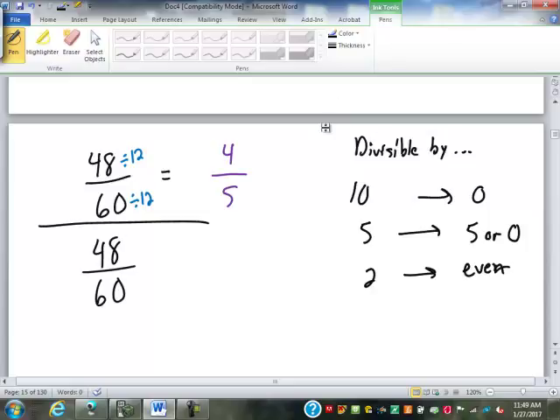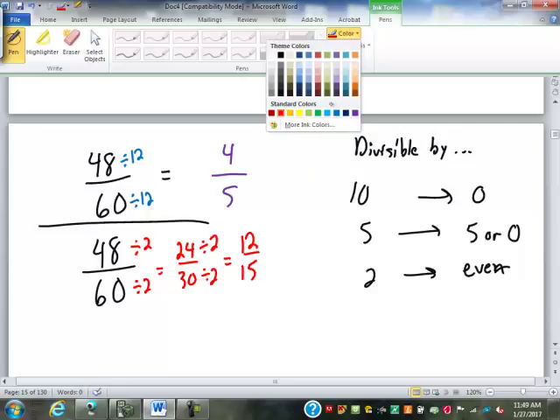Both of these are even, so I might divide both of them by 2. 48 divided by 2 is 24. 60 divided by 2 is 30. Well, I see they are still divisible by 2. 24 divided by 2 is 12. 30 divided by 2 is 15. Can't divide by 2 anymore.